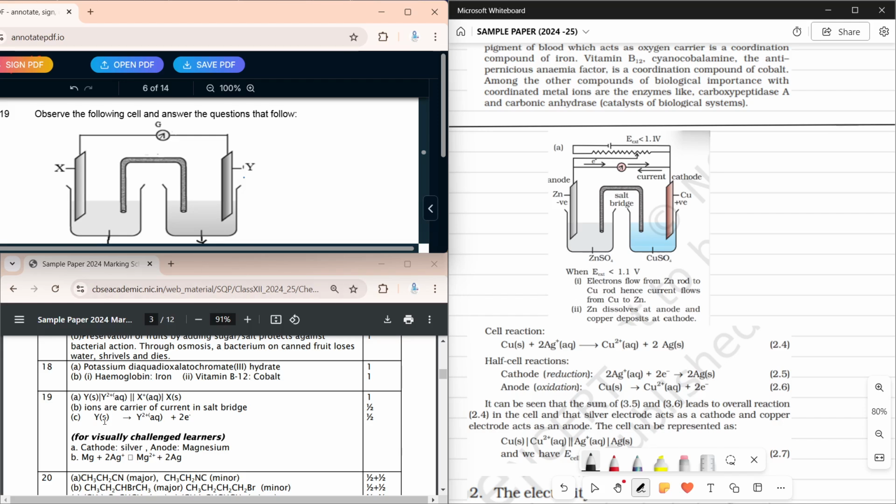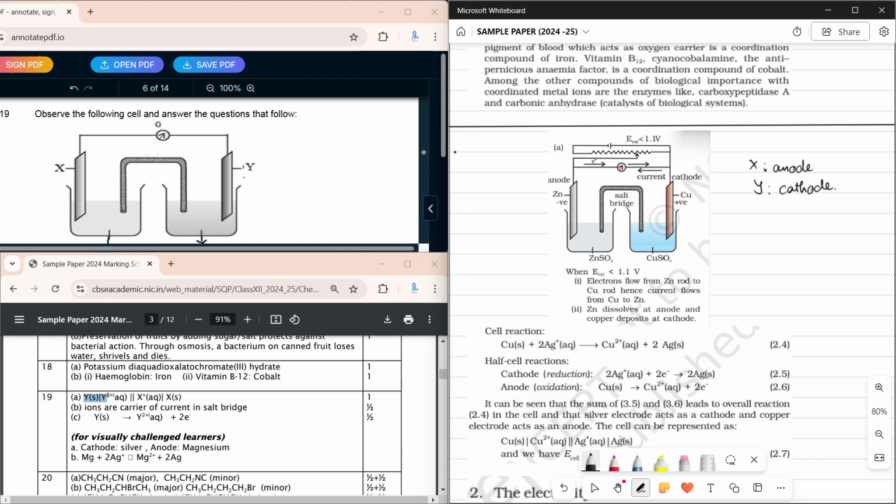So according to your CBSE marking scheme, it says that this Y is the cathode and X is the anode. But according to a normal representation of a Daniell cell or an electrochemical cell, you have the anode on the left and the cathode on the right. Now based on this, the answer actually has to be that X is the anode and Y is the cathode.